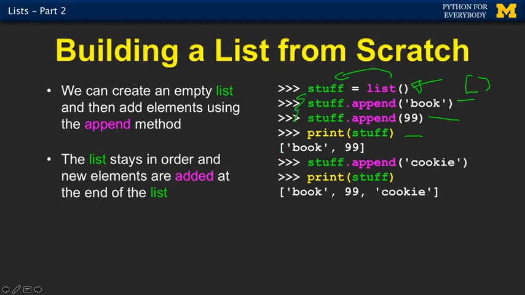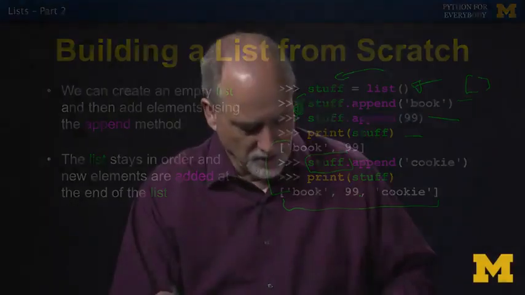And so you can do this over and over and over and append things if you like. And you can keep on going. We can append the string cookie. And so at the end of cookie, you've got 3 things in there, book, 99, and cookie. So append is a method. Now, recall that strings are not mutable, so all these methods would return new variables, but lists are mutable, and so appending actually changes this variable. So note that stuff is different from here to here because we appended it. And that's because lists are mutable, but not strings. And so they function a little differently.